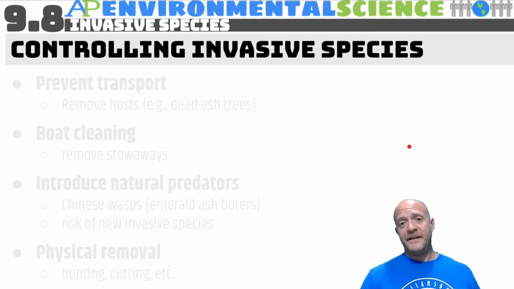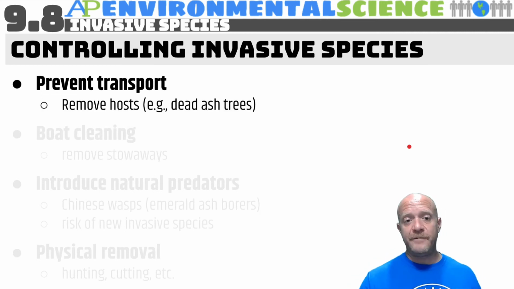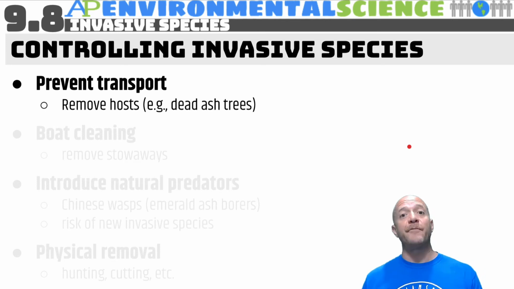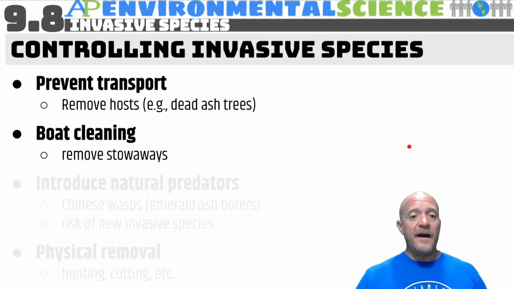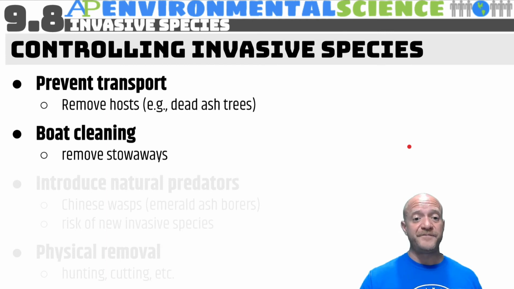So to control invasive species, some things that you should do. You want to prevent their transport, okay? So take away the hosts. If there's a dead tree that died from an invasive species, get rid of it. Dig it up, get rid of it, burn it if you have to. You don't want any possibility of there being any eggs or any larval stages or any juveniles that will move somewhere else. Clean your boat as you're moving, whether it's a boat or a cargo ship. Clean the ballast water, remove any sort of stowaways that you might have.